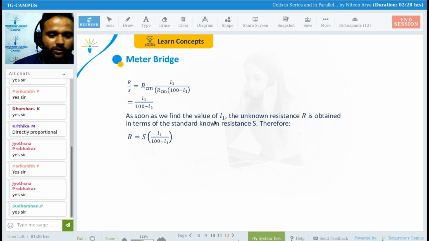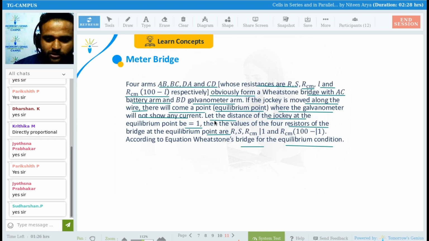And again for equilibrium, sir, what is a jockey? Nice.